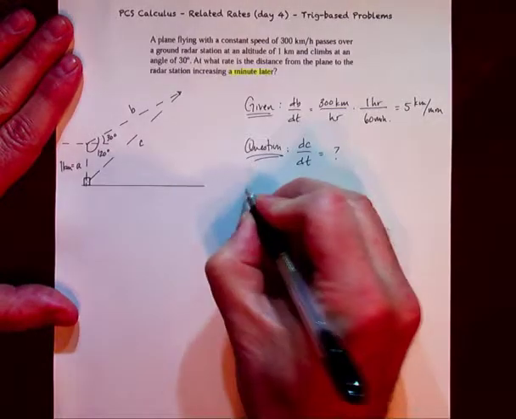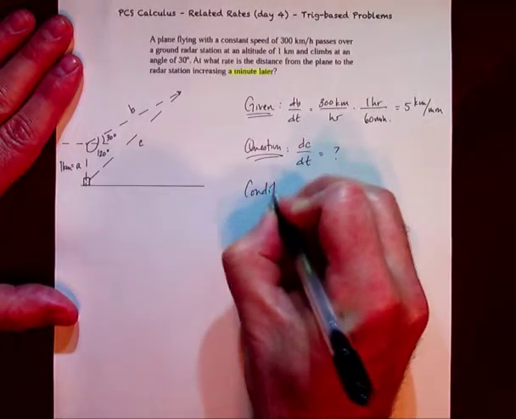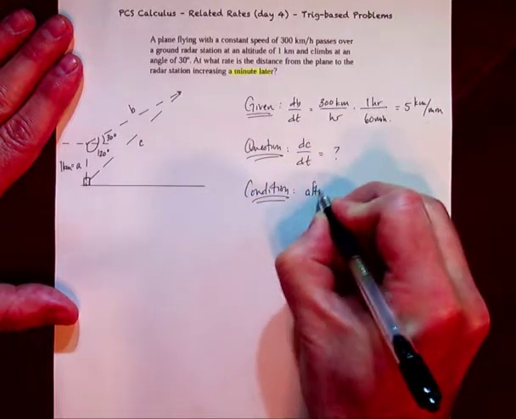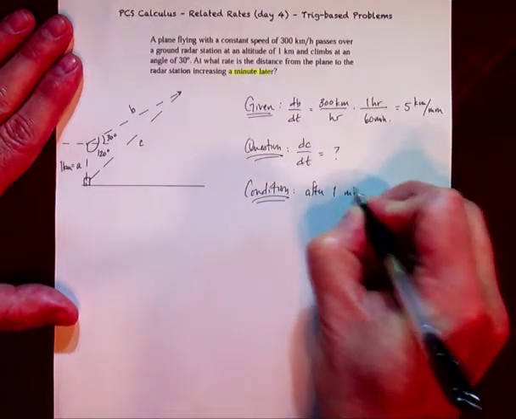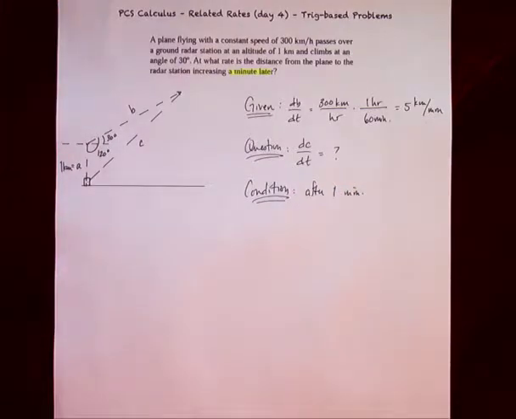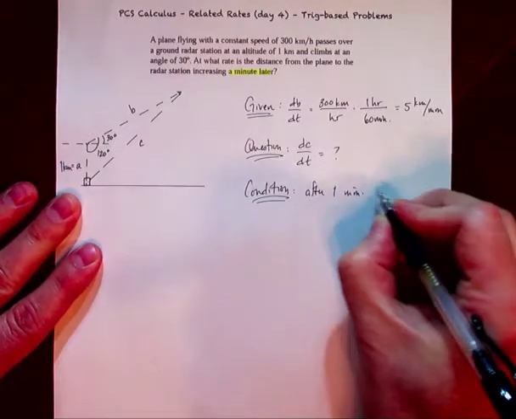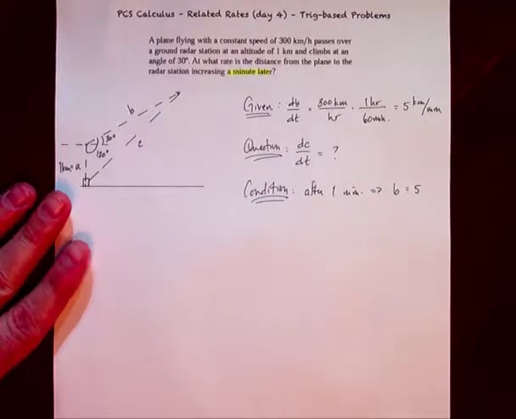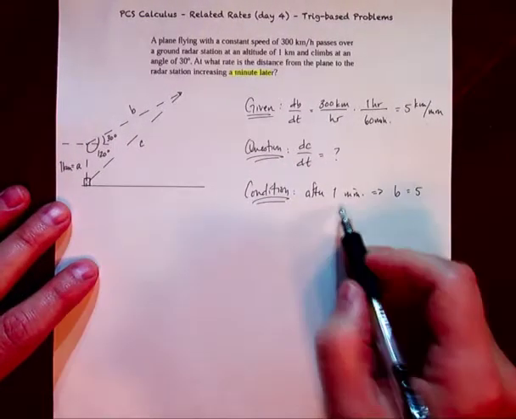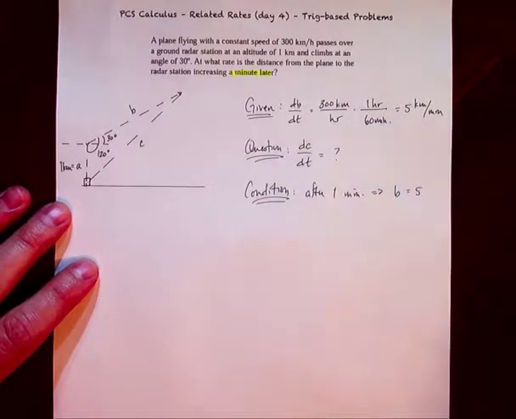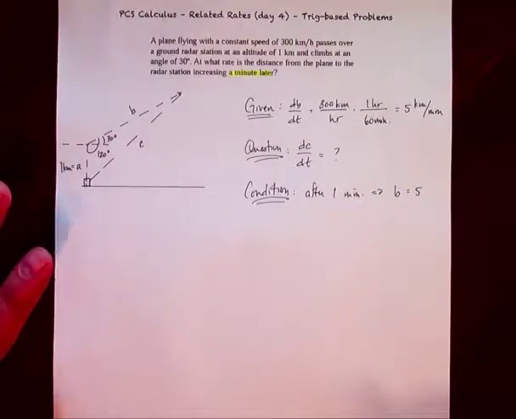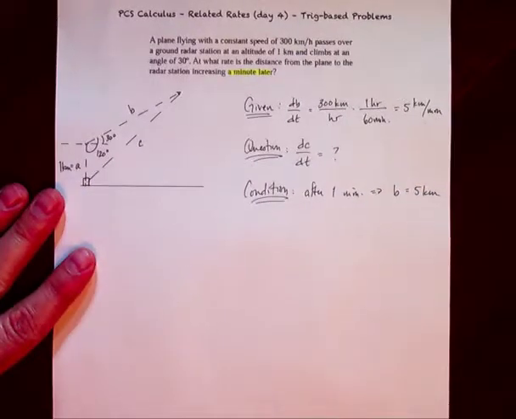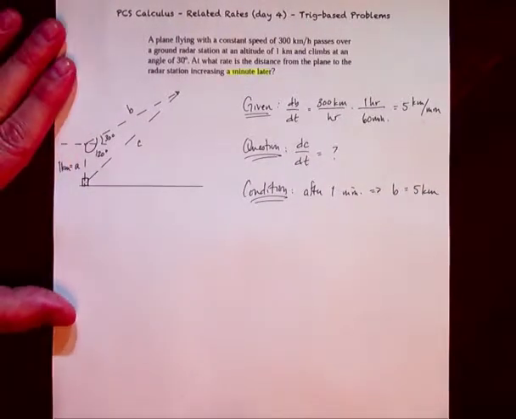Okay, now our condition is after 1 minute. But after 1 minute implies a particular value for B, that implies a B value of 5. Right? Because if it's after 1 minute and it's going 5 kilometers per minute, then it's going to be 5 kilometers. Now, from there, we can use the law of cosines to find C.